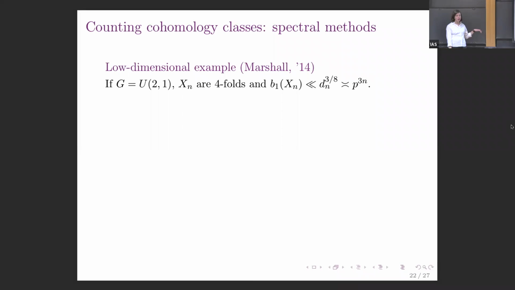And for the rest of the talk, I'll keep this example; we'll drop this capital N. In the case where G equals U(2,1), the Xn are fourfolds, so they're complex surfaces, real fourfolds. In fact, the grandfather of both of these theorems is the theorem of Simon Marshall from 2014, in which he showed that d1 of Xn grows like dn to the 3/8. So I've just plugged in the correct numbers for n equals 4 here, i.e. p to the 3n.